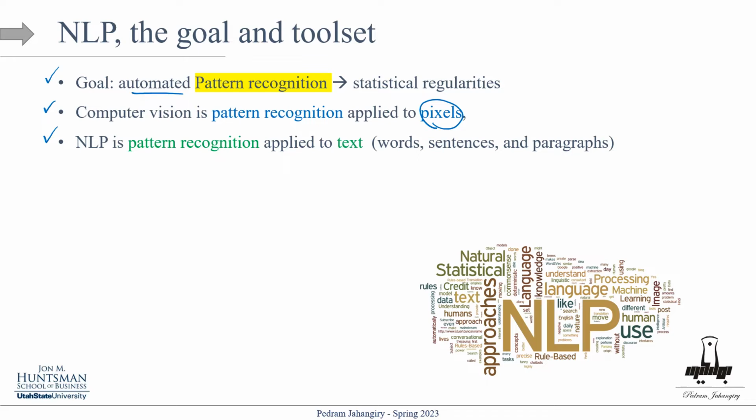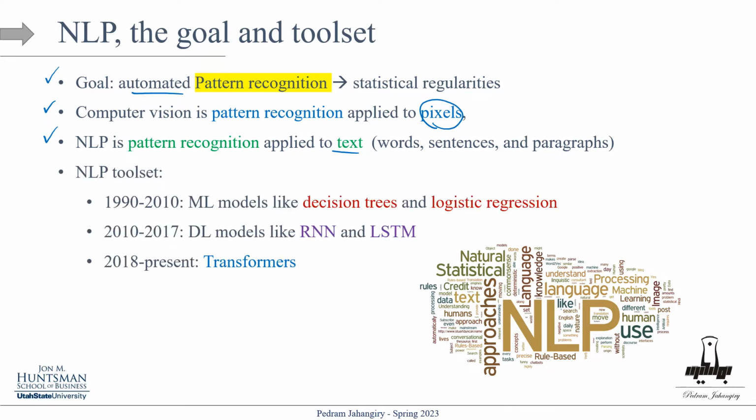So this is a difference between maybe computer vision and NLP. Again, the goal is to learn these patterns, these high-level features, and then pass them to a machine learning model and then make a prediction, right? So NLP is pattern recognition applied to text like words, sentences, and paragraphs.